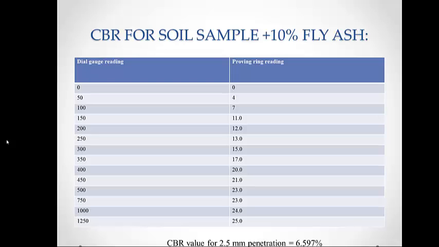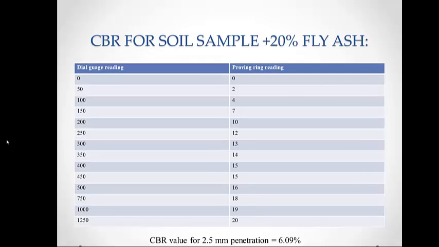Later, when we added 10% fly ash to the soil sample, we found the CBR value for 2.5 mm penetration to be 6.597, slightly declined compared to the CBR with 5% fly ash. And even for the soil sample plus 20% fly ash, we found the CBR value to be decreasing to 6.09%, from which we can infer that the CBR value for the soil sample is maximum with the addition of 5% fly ash to the soil.